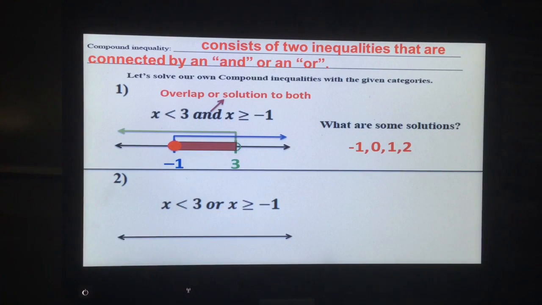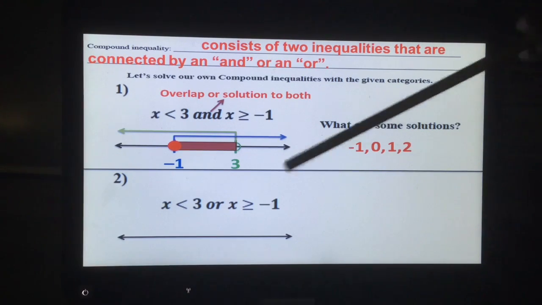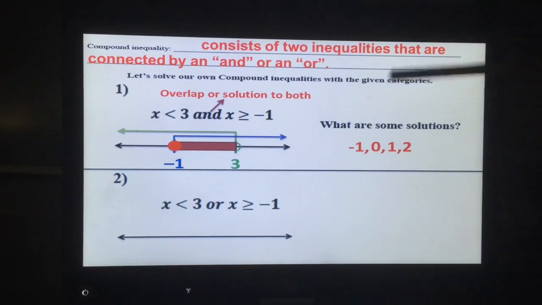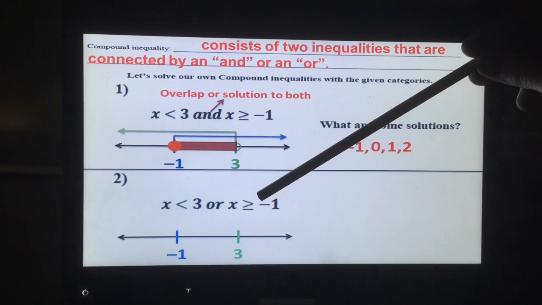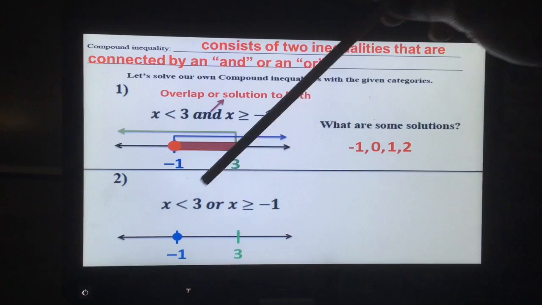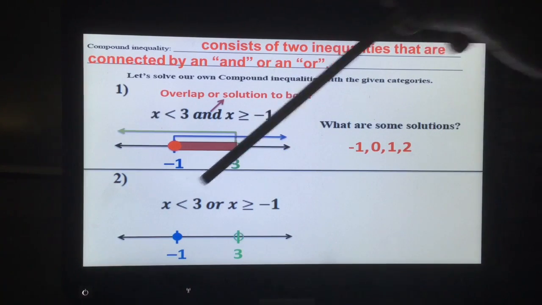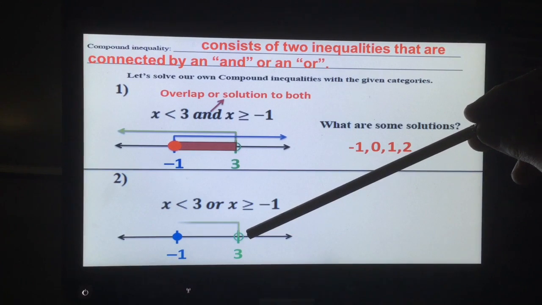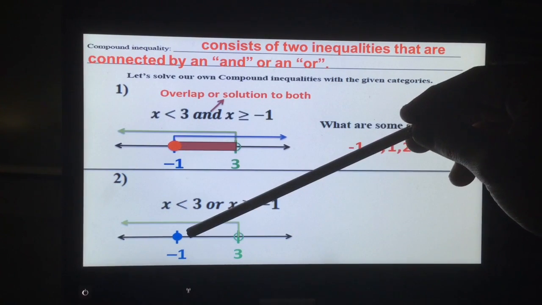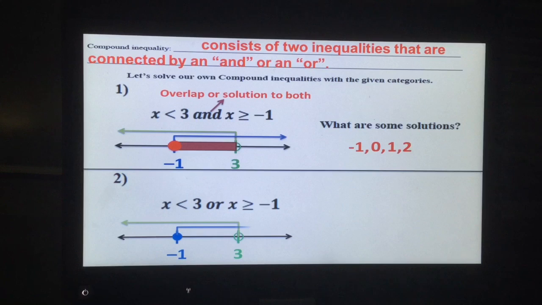Okay. Now let's take a look at what this would look like if we had an or instead of an and. Now the first part of this is pretty much the same as what we did up here because we have everything that's the same except for the word or in there. So we're going to plot the -1, plot the 3. We have a closed circle for the -1. We have an open circle for 3. The arrow for the 3 would be going up and to the left. The arrow for the -1 would be going up and to the right.